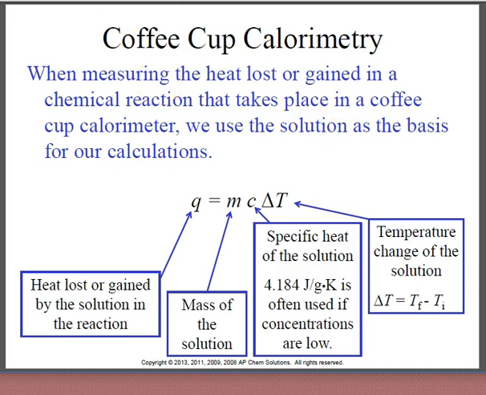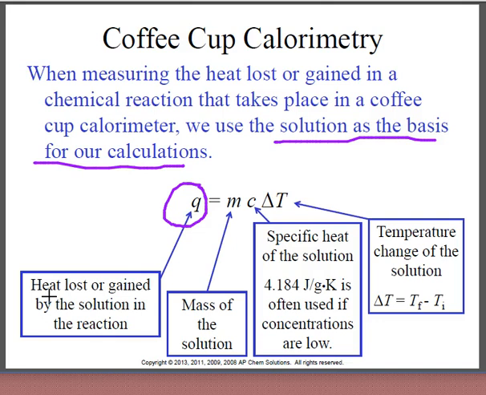When we're doing these coffee cup calorimetry experiments, we're going to use the solution as the basis for our calculations. So we're going to be calculating the Q for the solution. And normally we'll just be talking about water. So we'll have the mass of the solution, which is mostly water. And then we'll have the specific heat value, and it will normally be the same as water unless we have a lot of solute in our solution. And then we'll be looking at the temperature change of the solution, so the final temperature minus the initial temperature.